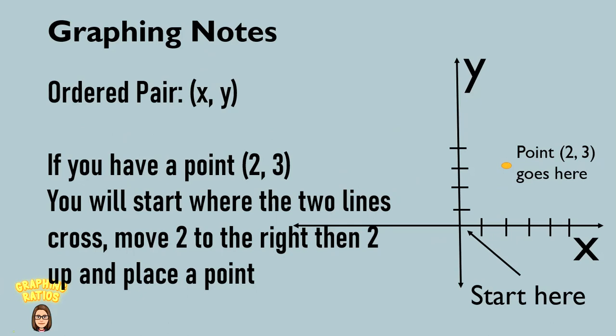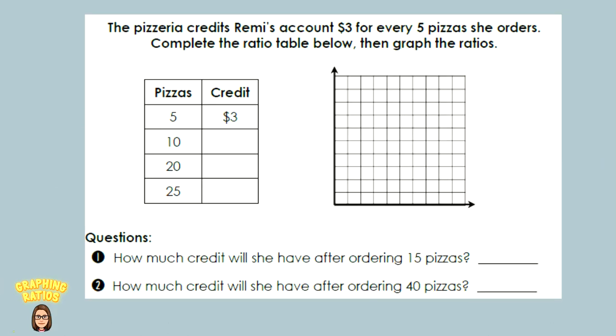So now let's actually look at our example. It says the Pizzeria Remy's account $3 for every 5 pizzas she orders. Complete the ratio table below and then graph the ratios. Okay. So the first thing I'm going to do is complete the ratio table. You can see this goes from 5 to 10, so you want to multiply by 2. That's going to be 5 times 2 is 10. So 3 times 2 is 6. So that's our first one.